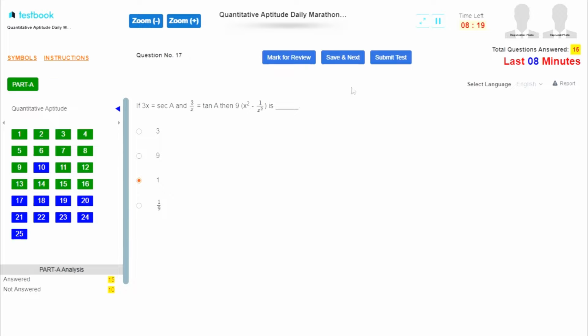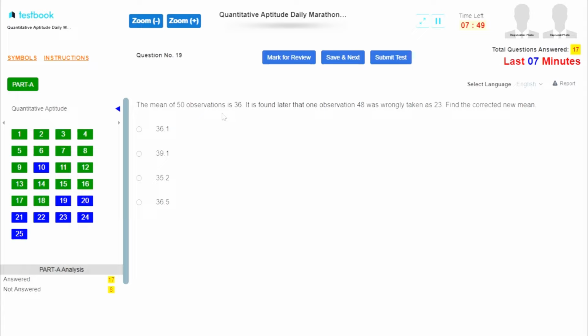Two circles touch each other externally at C. AB is a direct common tangent to the circles. A and B are points of contact. Angle CAB is 55 degrees. So CAB is 55.